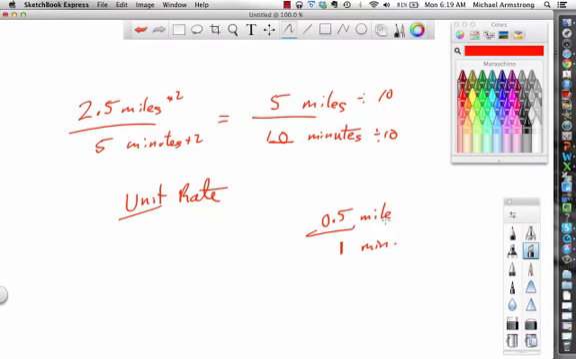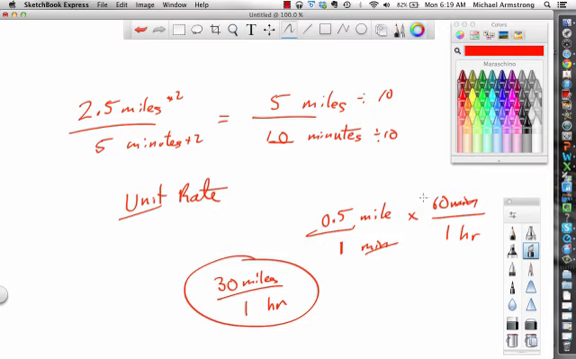That's actually pretty fast. If we wanted to find out how many miles per hour that would be, we'd have to convert and change minutes into hours. And there are 60 minutes in 1 hour. So I actually would want to multiply by 60 minutes in 1 hour, if that makes any sense. Our minutes cancel, and we end up with 60 times 0.5, which ends up being 30 miles, because miles didn't cancel and hours didn't cancel, per 1 hour.